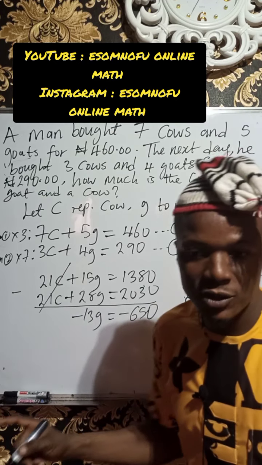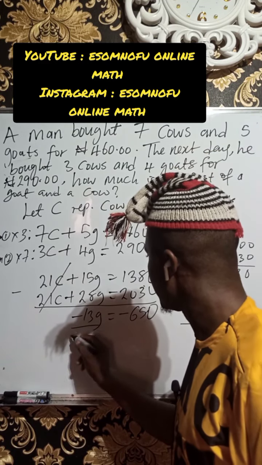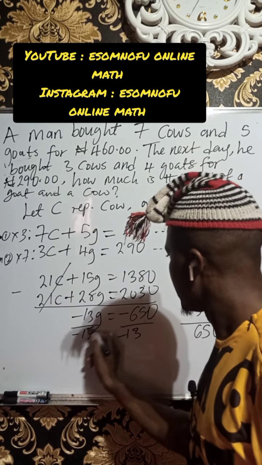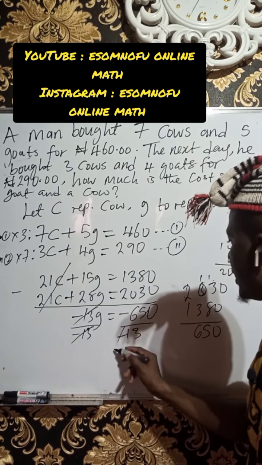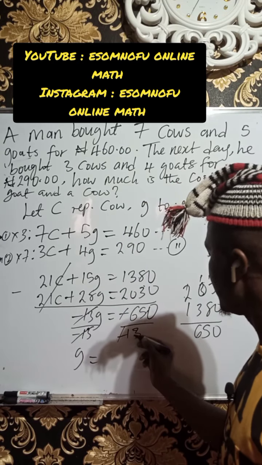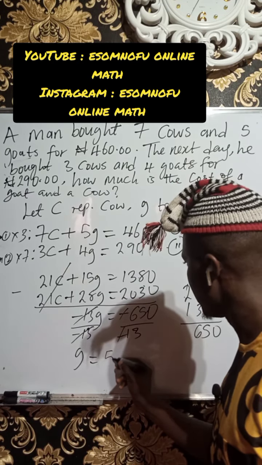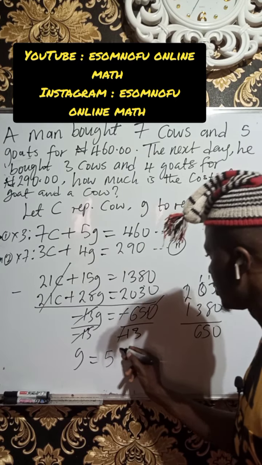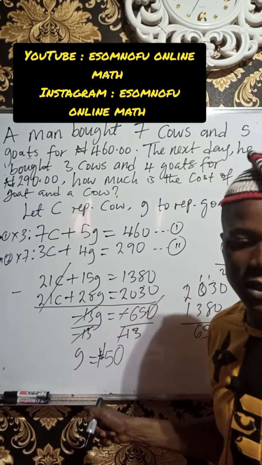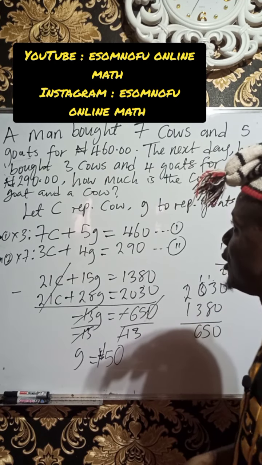So to get the value of G, I will divide both sides by negative 13, the coefficient of G. 13 we cancel 13, negative cancel negative, so our G will be equivalent. If I divide 65 by 13, I'm going to get 5. If I divide this by 0, I'm going to get 0. So the value of a single goat is 50 naira. Let us now get the value of a cow.